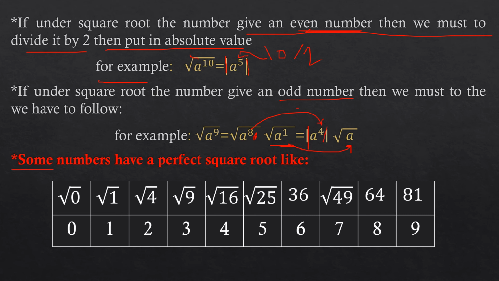Here I have some numbers that have a perfect square root, like the square root of 0 is 0, 1 is 1, 4 is 2, 9 is 3, 16 is 4. We call these numbers perfect squares, okay? Sorry, I forgot to put the square root here. Okay, they are square roots, all of them.